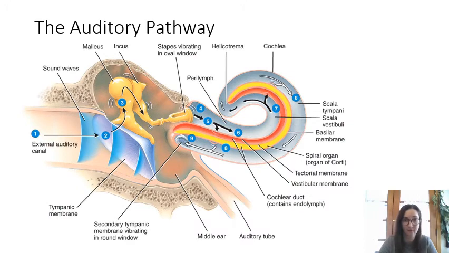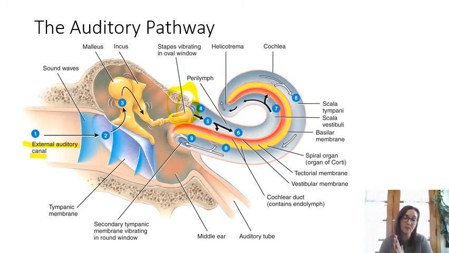All right, so here's the overview of your auditory pathway one more time. First, step one, we've got sound coming in through the external auditory canal. Those sound waves, just waves of particles in the air, are going to hit the tympanic membrane. The tympanic membrane is going to vibrate. As it vibrates, it's going to push the malleus and the incus and the stapes to vibrate. As the stapes vibrates, it's going to push on the oval window. So here we are right here, pushing on the oval window.